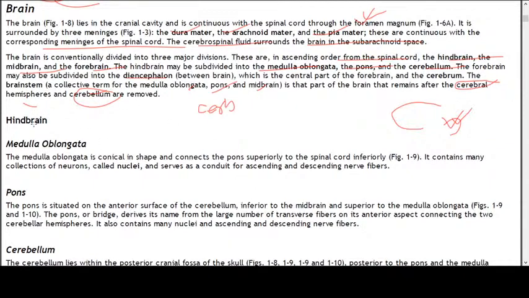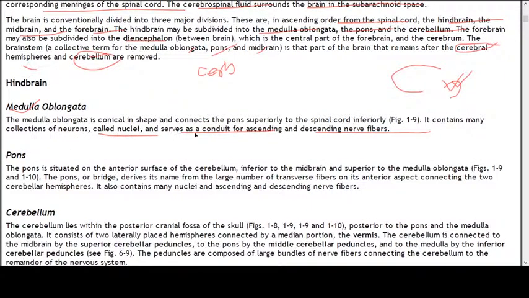Hindbrain. The hindbrain consists of the medulla oblongata, which is conical in shape, and the pons. The medulla is superior to the spinal cord and consists of neurons called nuclei, conducted by ascending and descending nerve fibers. It basically acts as a checkpoint for ingoing and outgoing calls. Let's assume cars to be the signals; the checkpoint is the medulla oblongata.